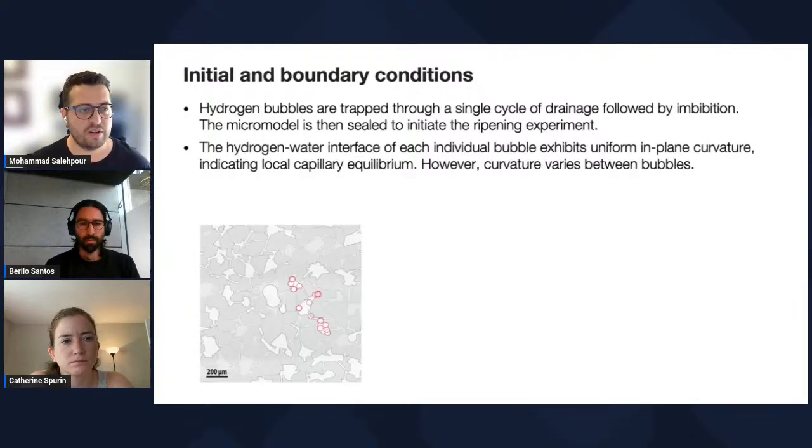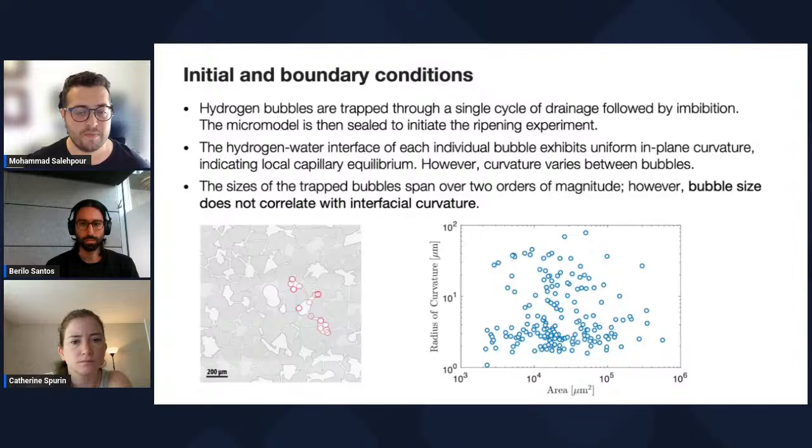An interesting feature of these bubbles is that the hydrogen-water interface of each individual bubble exhibits uniform in-plane curvature, which shows that each bubble is at local equilibrium. However, this in-plane curvature can be different between each discrete bubble in the system. And most importantly, we saw that there is no clear correlation between the radius of curvature of the trapped bubbles and the area of the trapped bubbles.